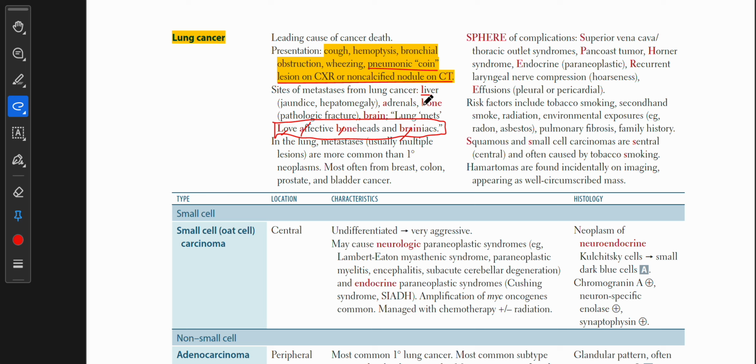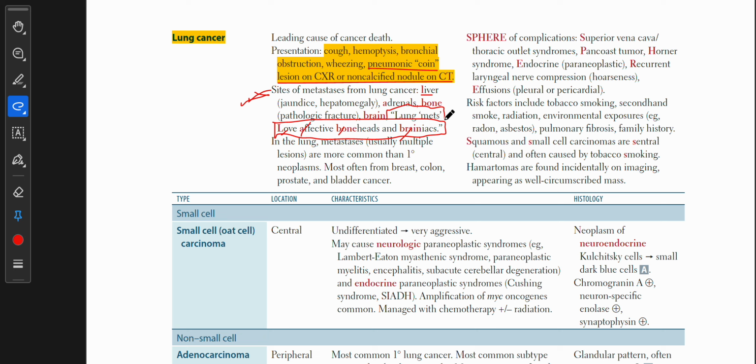So if it has metastasized to the liver, then it presents with symptoms like jaundice and hepatomegaly. In the adrenals, in bone it causes pathologic fracture, and in the brain there are lesions, that is brainiacs. So liver, adrenals, boneheads and brainiacs, those are the sites of metastasis for lung cancer.